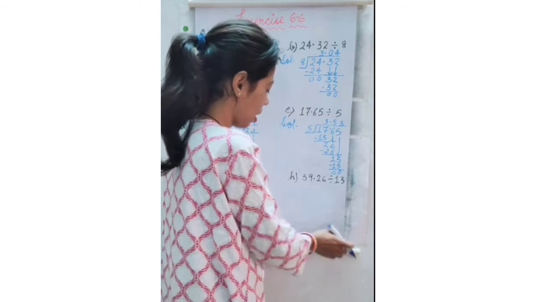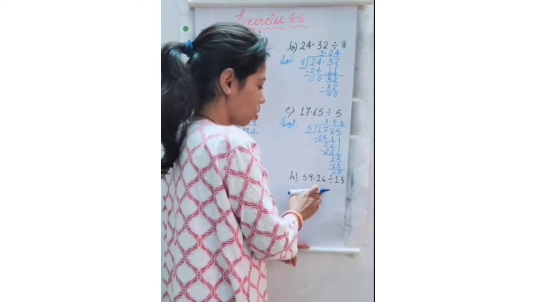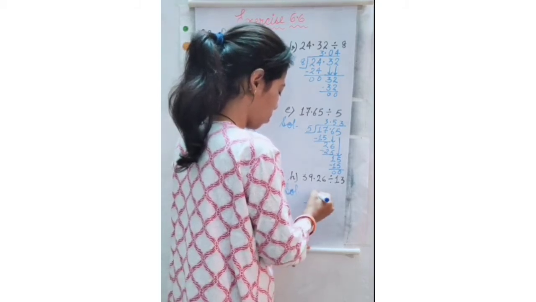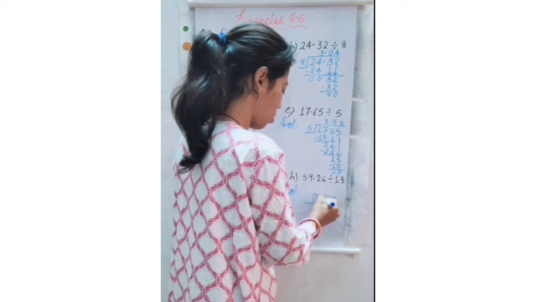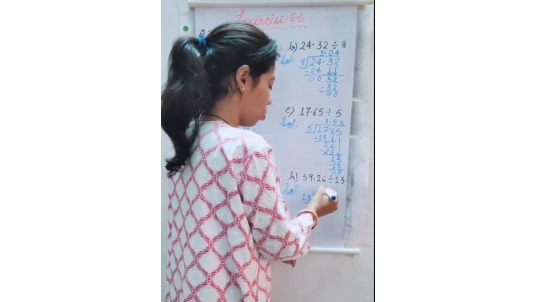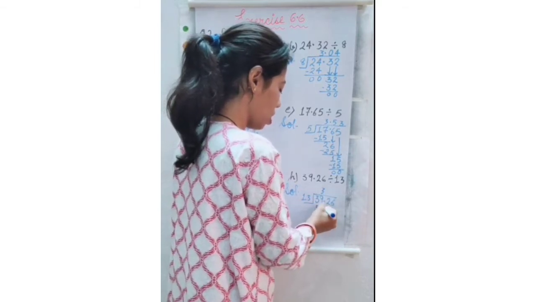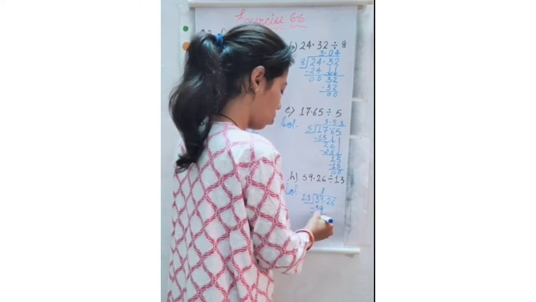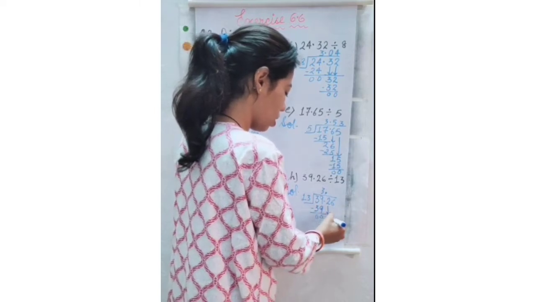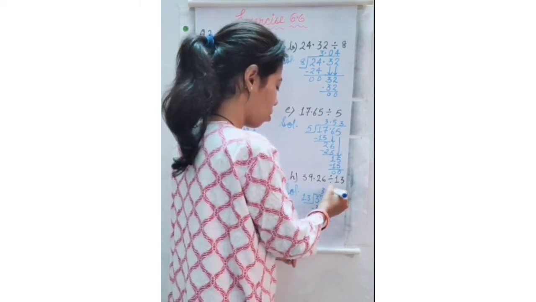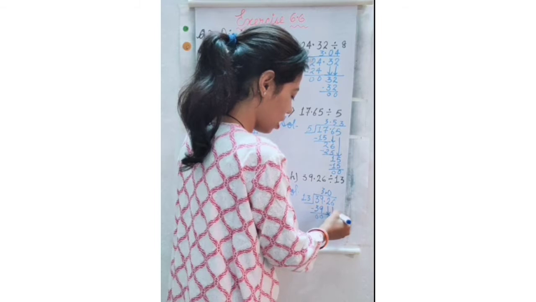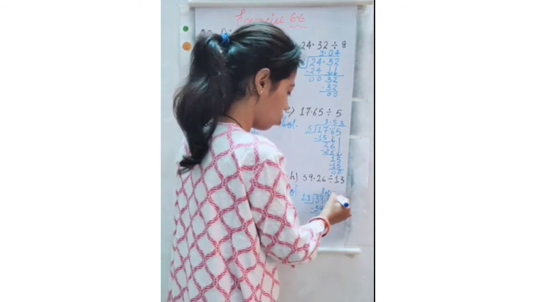Next part, H is 39.26 divided by 13. So 13 3s are 39. We will place decimal after 3. Then 2 will come down. As we cannot divide this 2 by 13, so we will place a 0 upside and we will bring this 6 down. So 13 2s are 26.